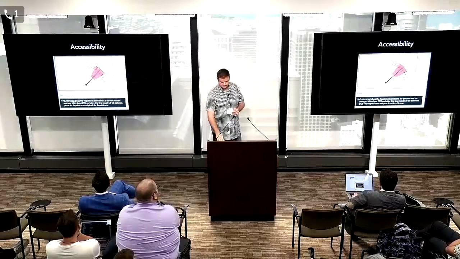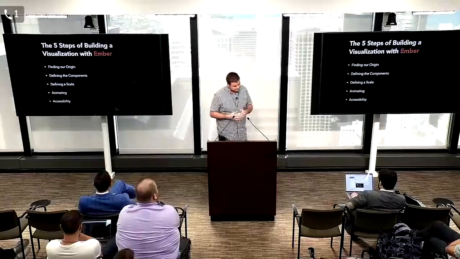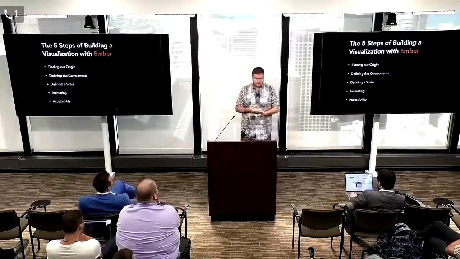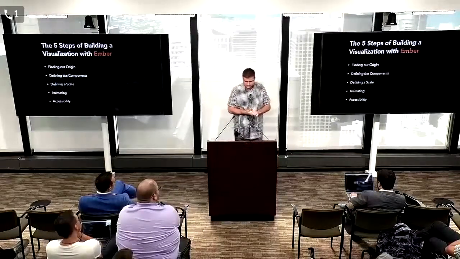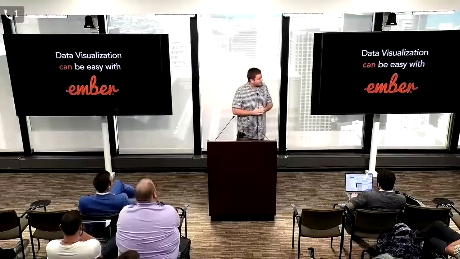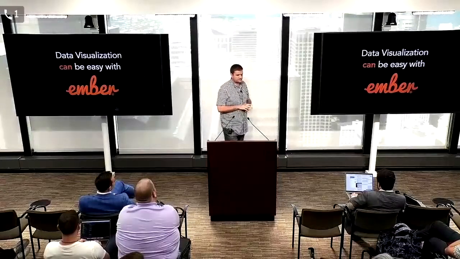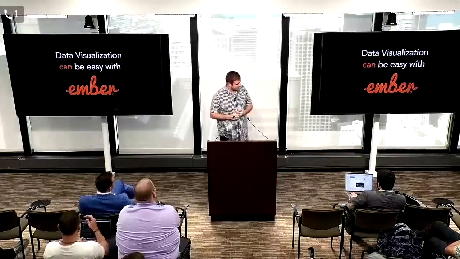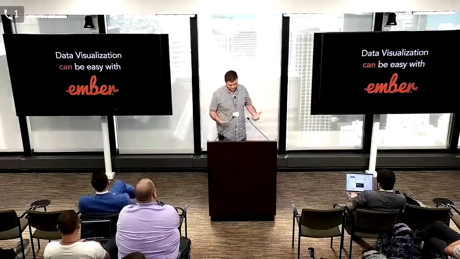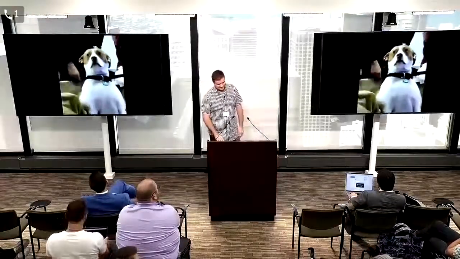All right. So again, to recap here, the 5 steps of building a visualization with Ember, as I see it. Find our origin, define the components, break them down, define your scales, and then add in animation and accessibility. So hopefully, you'll get a sense that this is something that I don't think is necessarily easy because data visualizations can get very complex. They can get very mathy. But I think at least initially this is a tractable problem that is easy to start with. So I hope that's true. That's all I got. Thank you.